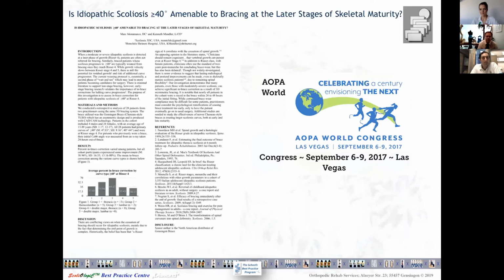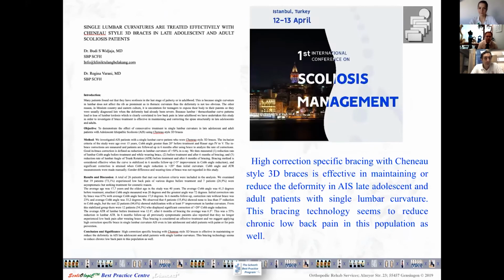From last year, from the conference in Istanbul, another colleague, Dr. Budi from Indonesia, made a study and concluded that higher-correction specific braces with CAD design can be effective to maintain and reduce deformity in AIS, late adolescents and adult patients with single lumbar curves, and this can also help with low back pain.